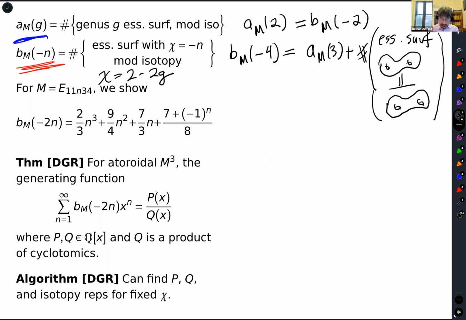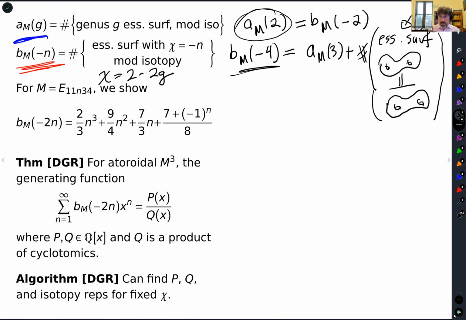Of course, this contribution here actually includes the A2 thing. If you take a single essential genus 2 surface, you can take two parallel copies of it. That will be something we're counting in Bm of minus 4. But you might also have cases where you have two surfaces of genus 2 that are not isotopic, and we'll count those as well.